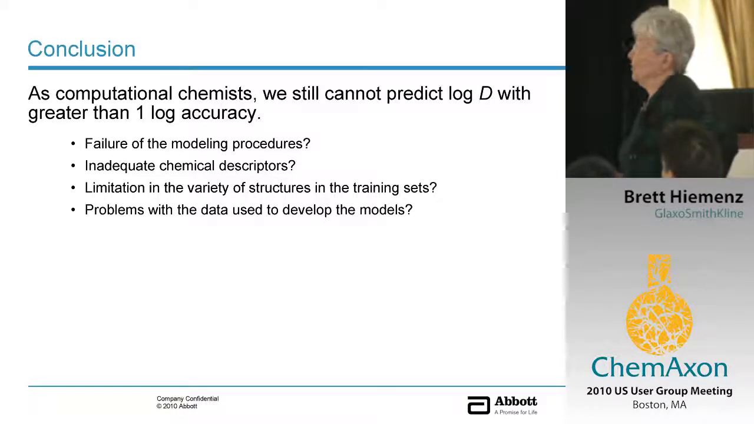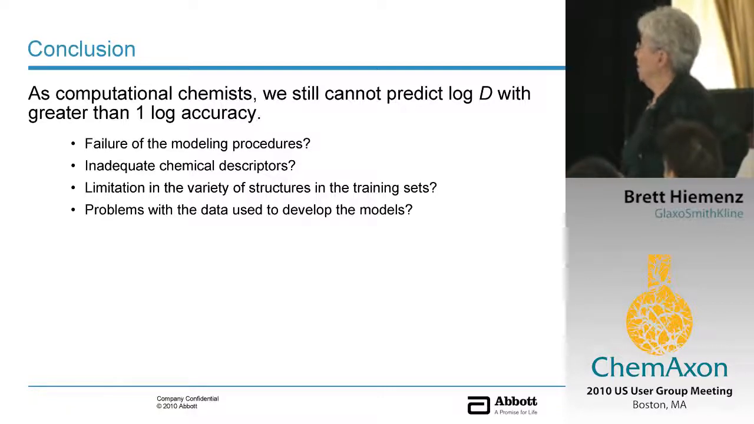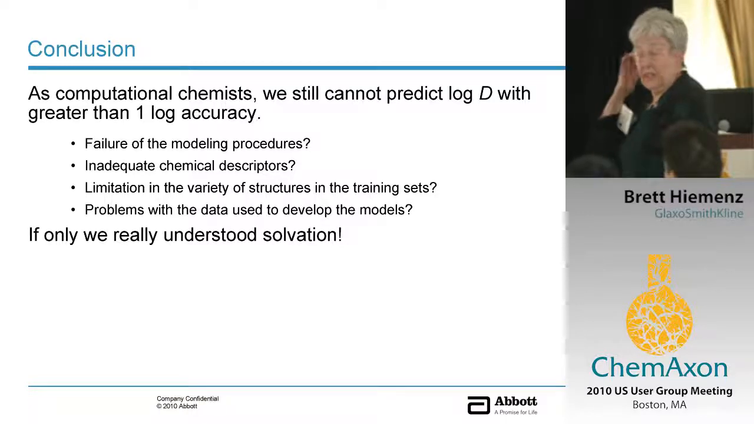So is it a failure of the way we transform observed data into our calculation? Is it a failure of how we're describing molecules? Is it a limitation in the original training sets of how we built the models? Or is it problems with the data used to develop the models? I'm not sure that the models were ever parameterized directly on log D, but more on log P and pKa. So the bottom line, if we only understood water, maybe we'd be farther ahead.